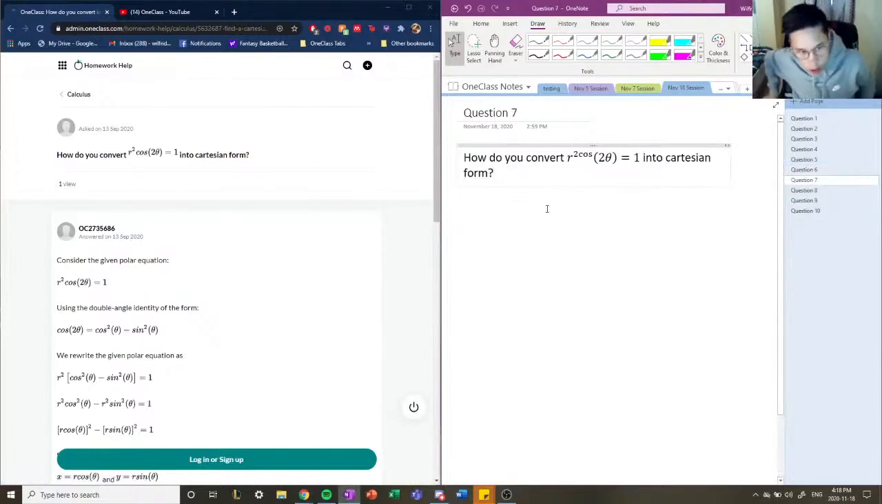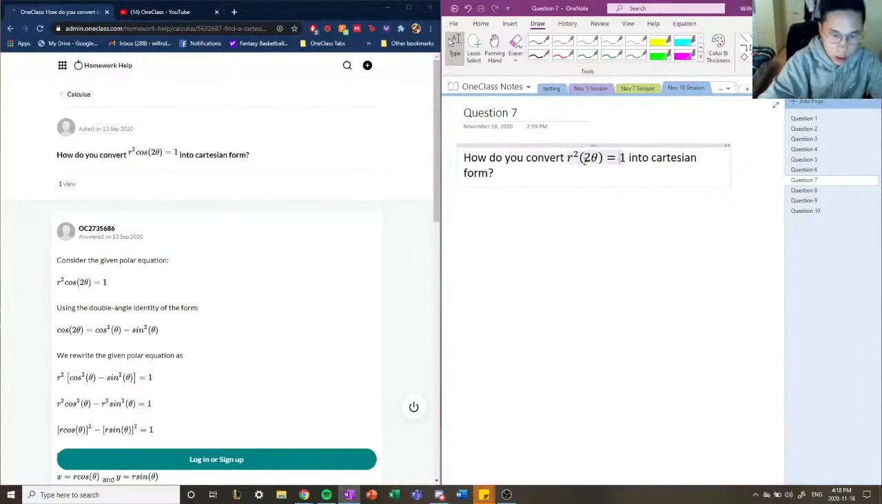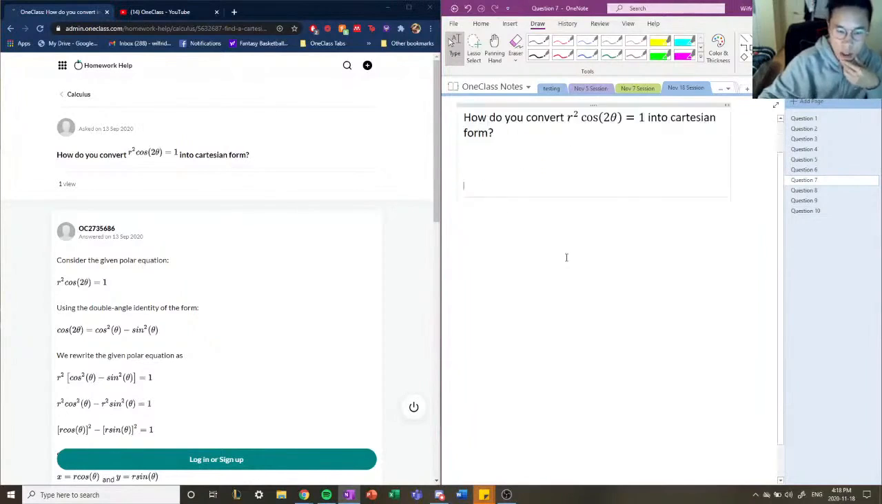All right, so how do you convert r to the power of 2 cos? Wait, sorry, this should not be like this. There should be cos here. There you go. All right, so r squared times cos 2 theta equals 1, into Cartesian form.